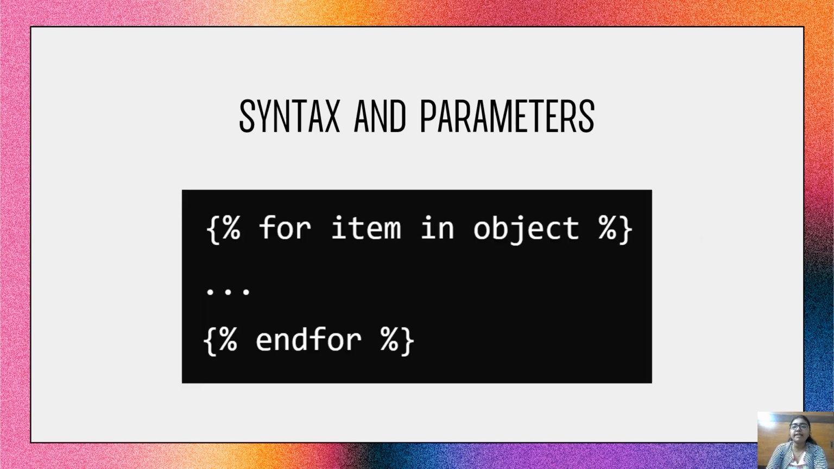Syntax and parameters. The syntax for the for tag is straightforward. You define a variable to represent each item and the iterable object you want to loop through. The item is the variable name representing each item and object is the iterable object.